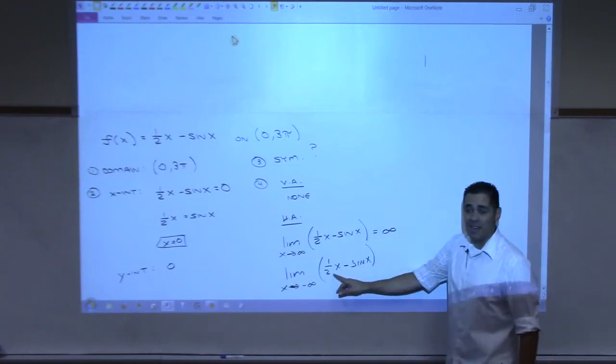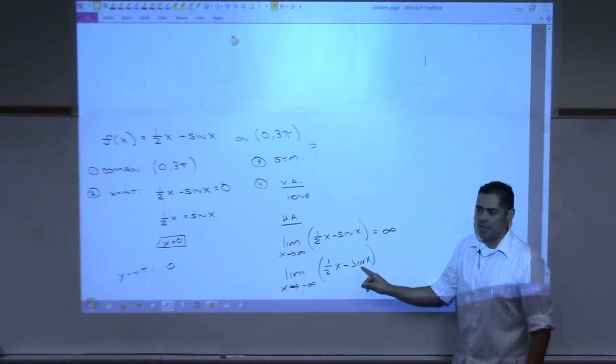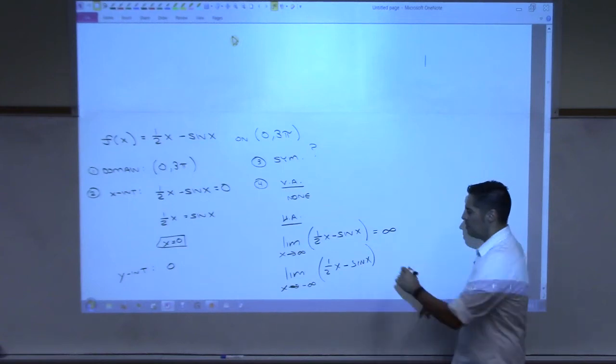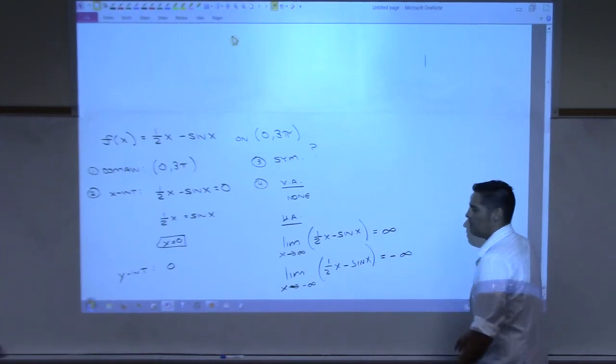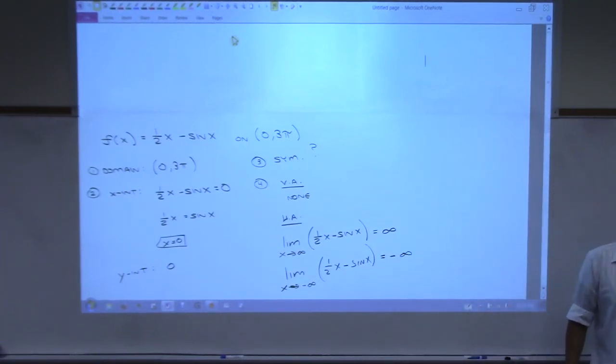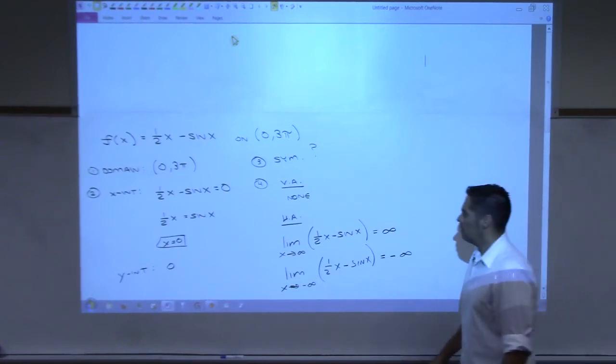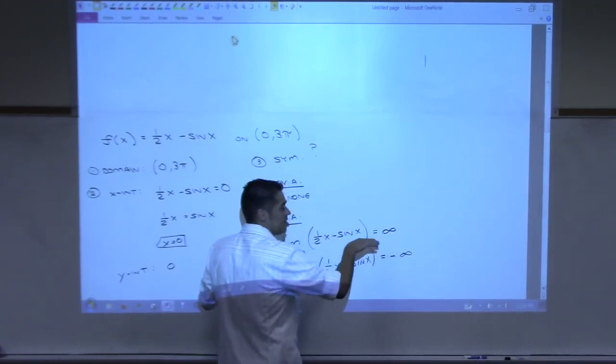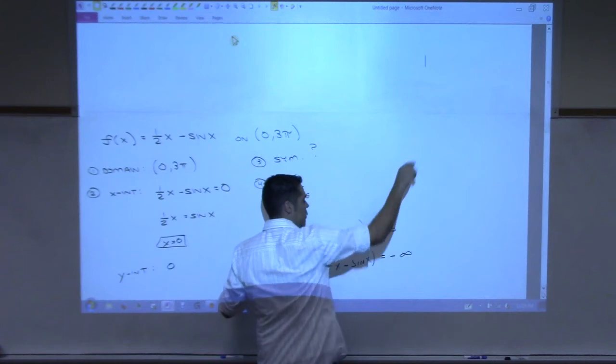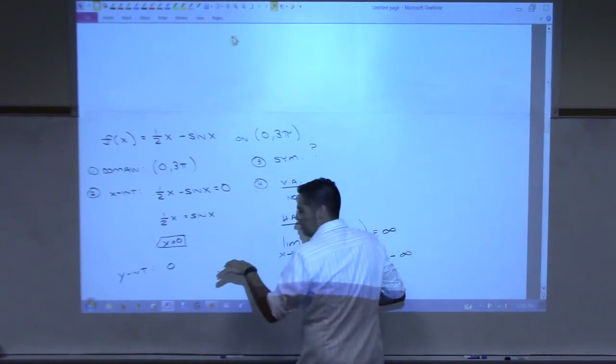Now that's going to negative infinity, isn't it? And this doesn't make a difference. That oscillates. So this goes to negative infinity. What does this mean in terms of our picture? As we go out to the right, this thing goes up forever. As we go out to the left, this thing goes down forever.